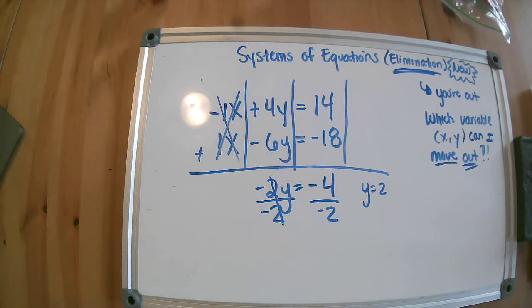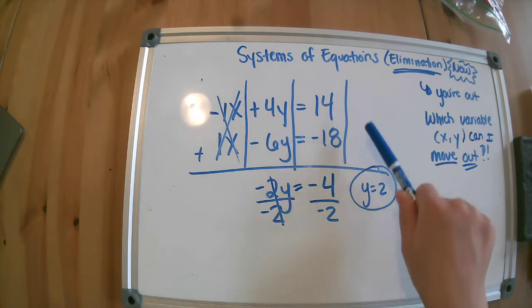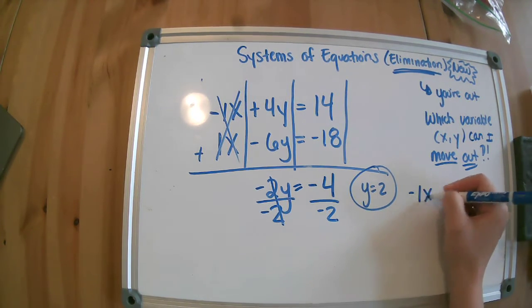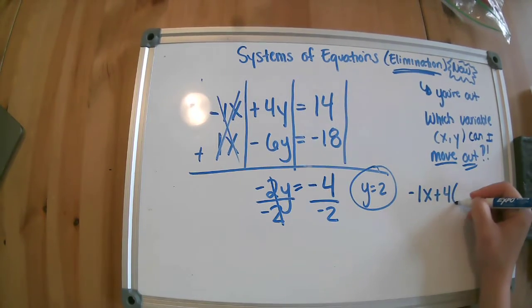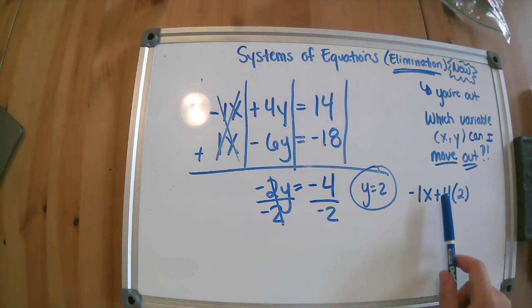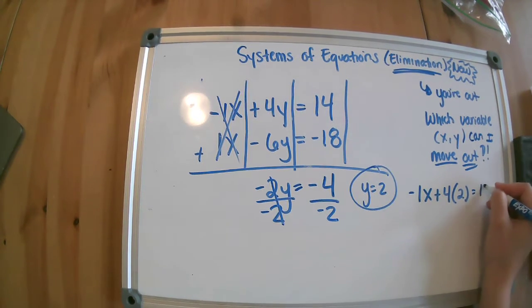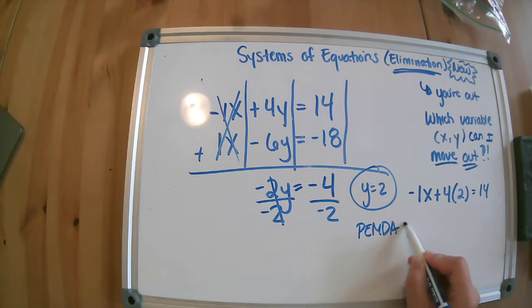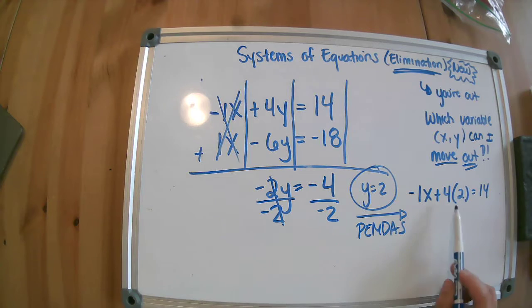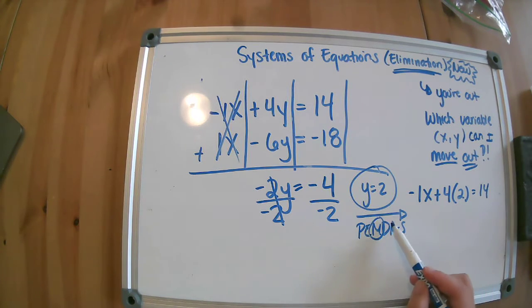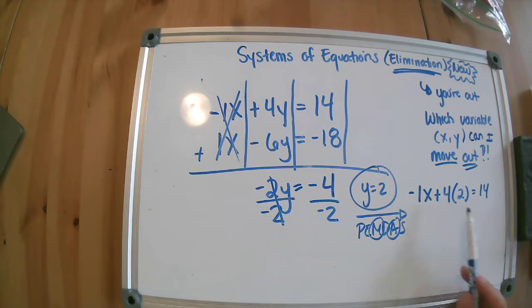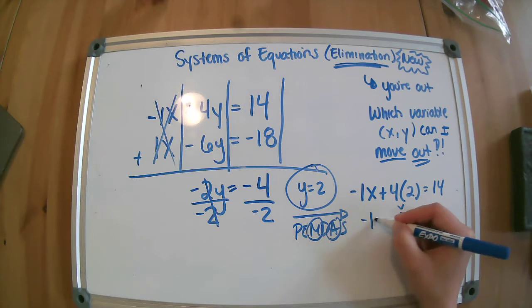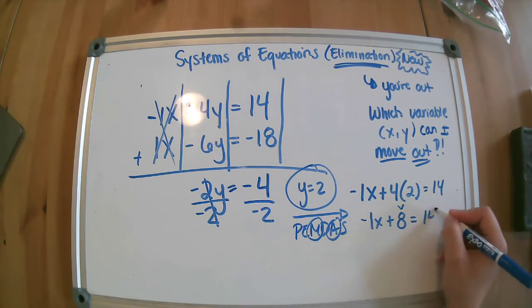Great. Now let's plug it back in. Pick any one of your first or second equations to use. I'll use the first one this time. So I have negative 1x plus 4 times 2. So I'm plugging in for y here that answer that we got, equals 14. Now based on regular PEMDAS, moving from left to right, we have some multiplication and we have some addition. We're going to address the multiplication first. So I'm going to do 4 times 2, and I get 8. So I have negative 1x plus 8 equals 14.